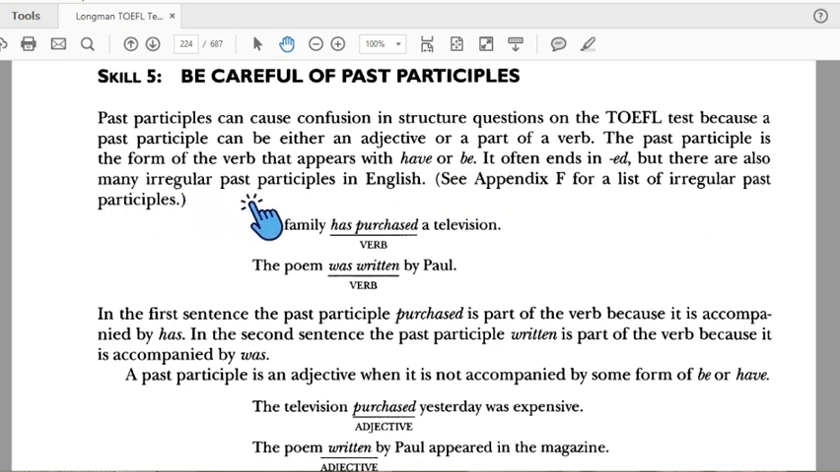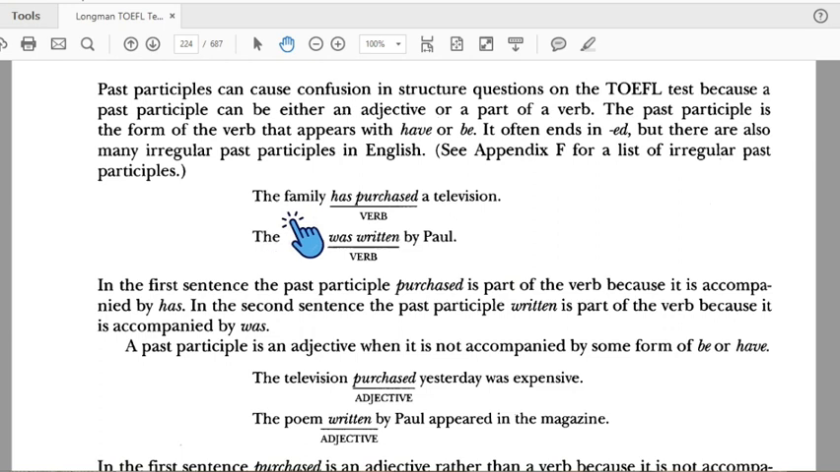But there are also many irregular past participles in English. Okay, you may learn what irregular past participles are. Sometimes we call them verb 3, yeah. For example, this is past participle as a verb. The family has purchased a television. This one, has is a form of to have, yeah. You have to learn to have, how to use it. This has to meet with past participle. The meaning, yeah, finished.